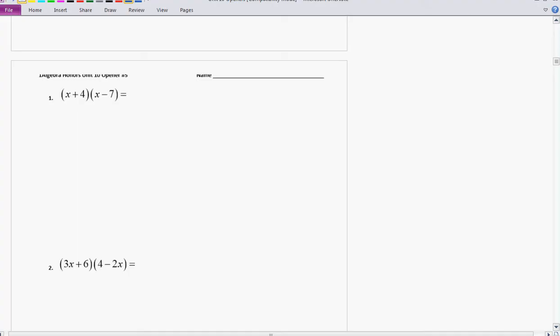Alright, so now we are looking to multiply what we'll call a binomial times a binomial. A binomial has two terms, times something with two terms. And the best way I like to explain this is to think of it geometrically in terms of a rectangle.